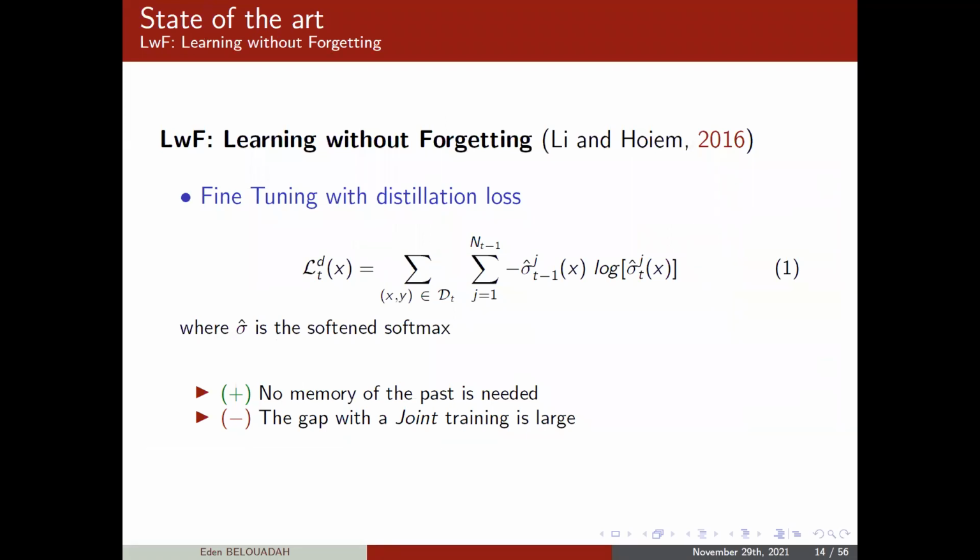The root method of most class incremental learning methods is called learning without forgetting. It is based on fine-tuning, and it adapts knowledge distillation to class incremental learning. Knowledge distillation encourages the neural network to reproduce the same output for past classes as in the previous state. It thus requires saving both the current and the previous model. The advantage of this method is that it does not use memory of the past. However, the gap with a joint training in which all the data is available at once is still large.